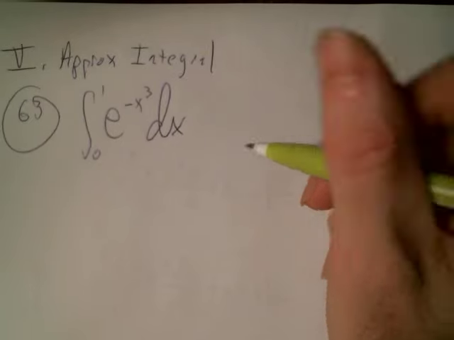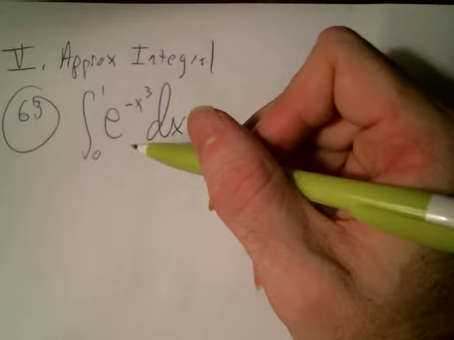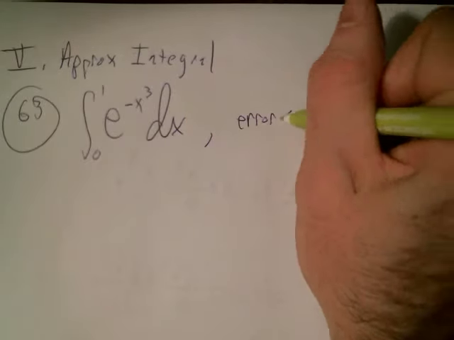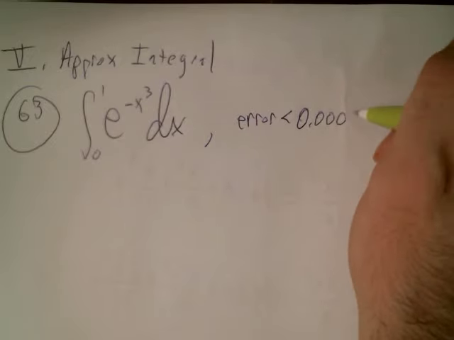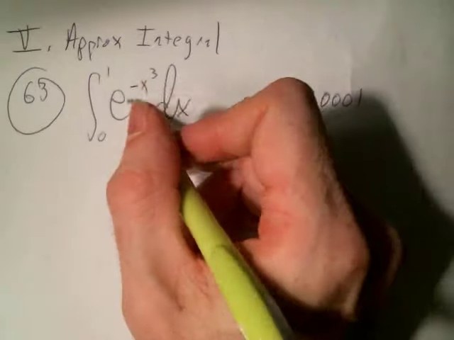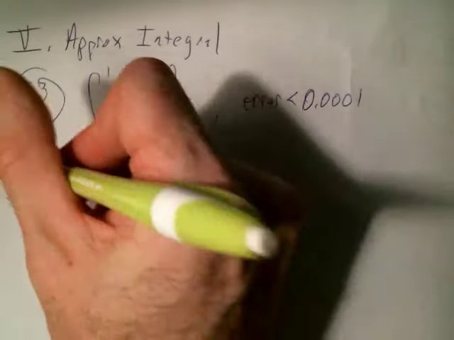You want to approximate this integral. Obviously, I can't do a substitution rule on it. There's no way. I want error less than 0.0001. Okie dokie. So first off, get the Maclaurin series for e to the negative x cubed.